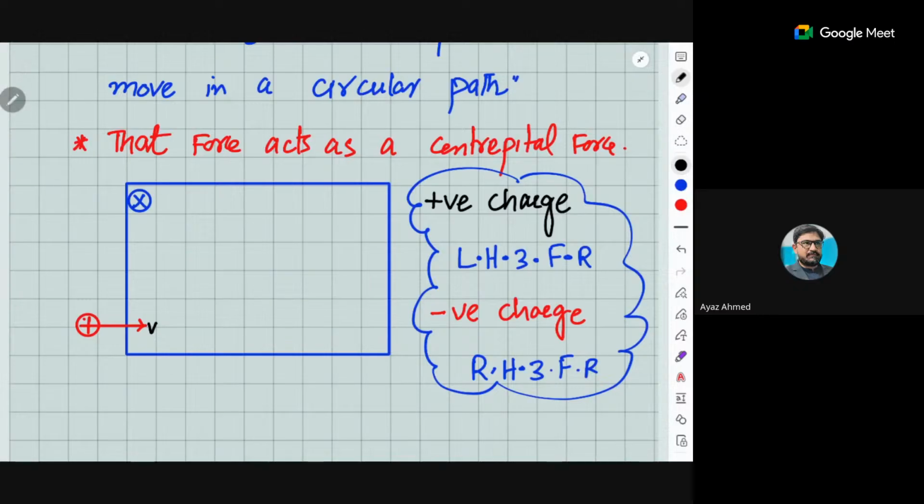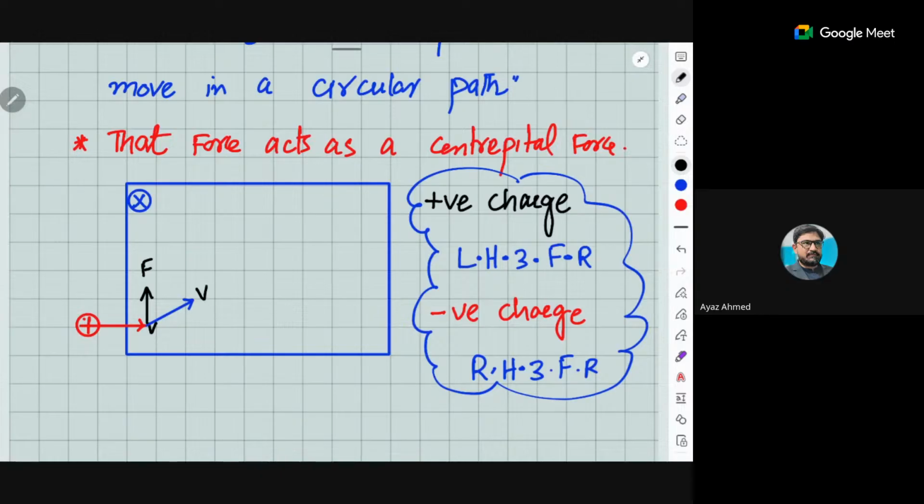The charge will not continue its motion in the forward direction, rather it will drift a little bit in this direction, because a force is applied in the upward direction. Here I can figure out the direction of the force. This is the direction of the force. So that force will tend to make the particle drift from its original path, or from its actual direction of motion.